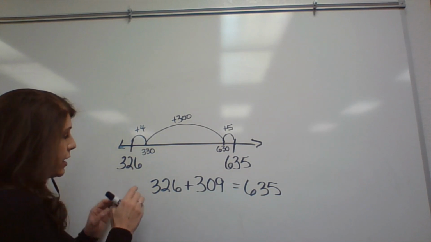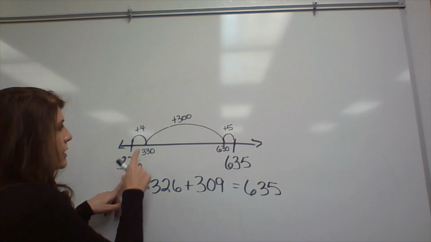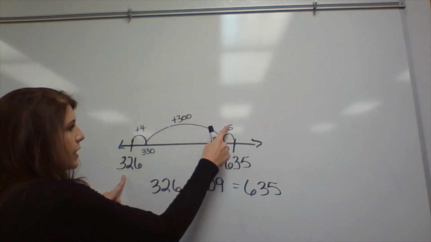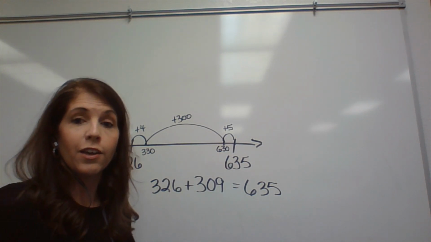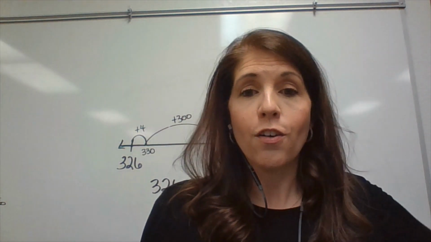So my addends and then my sum. And again, on my number line, the first one you start with is your addend. This is your second addend, all of this together, and where you end at is your sum. So that is using a number line for adding. So a number line hopper. Hope you have good luck with it.